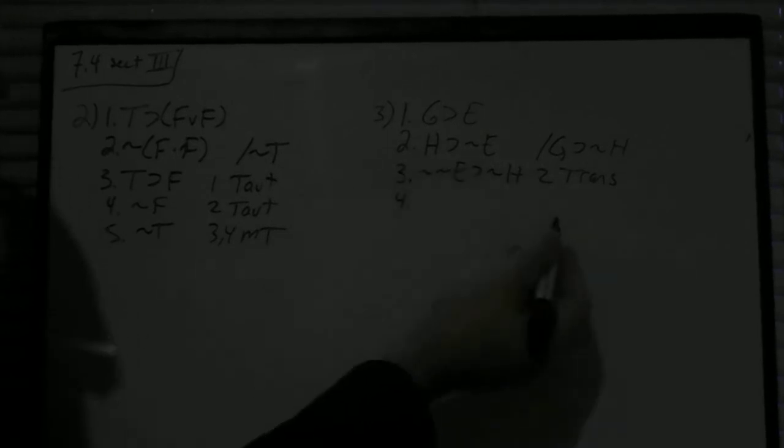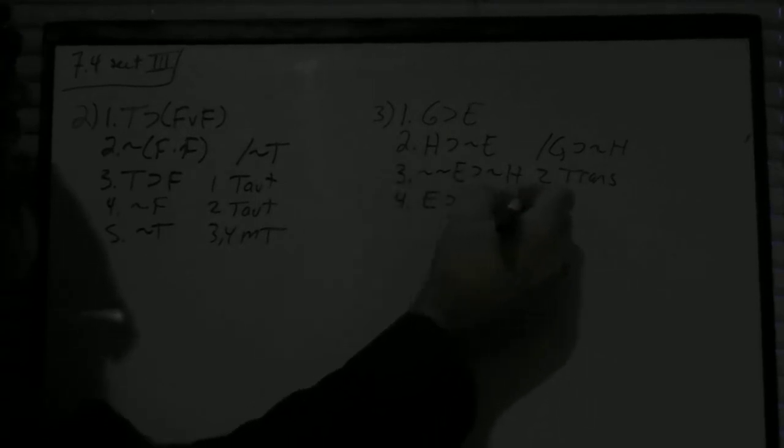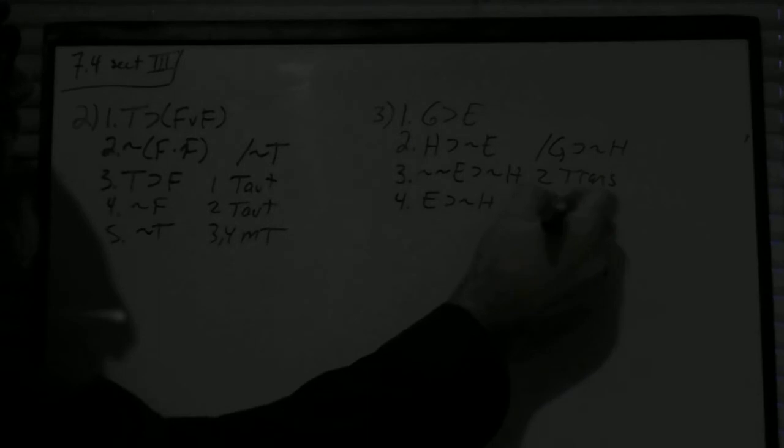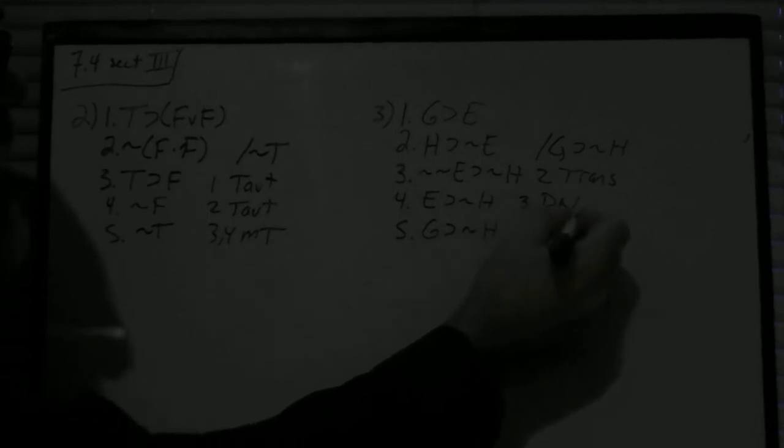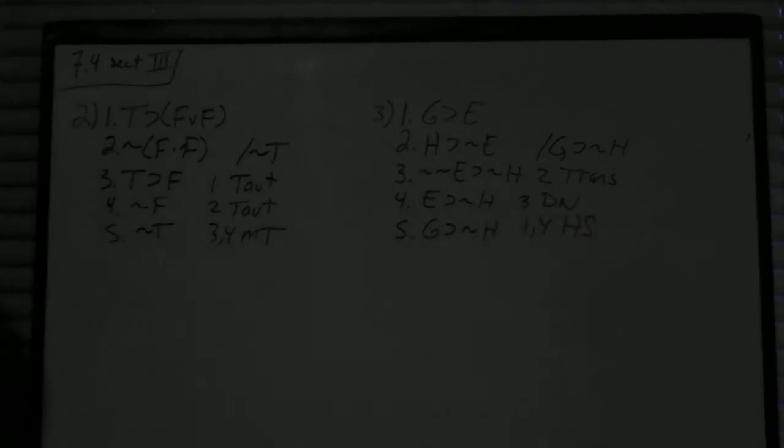And then for simplicity's sake, we'll simplify that not E through double negation. It becomes E then not H, 3 through double negation. And so now we have exactly what we needed, right? If G then E, if E then not H, therefore if G then not H from 1 and 4 through a hypothetical syllogism.